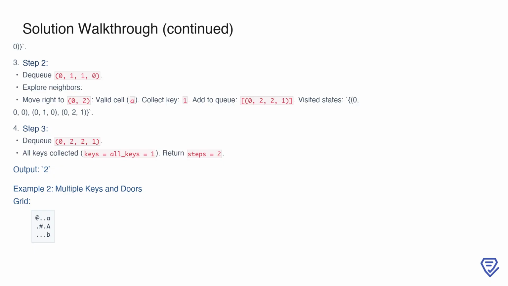Finally, we dequeue 0, 2, 2, 1 and check if we've collected all keys. Since keys equals all_keys, the condition is met, and we return the number of steps taken, which is 2. This demonstrates the shortest path to collect all keys in this simple scenario.